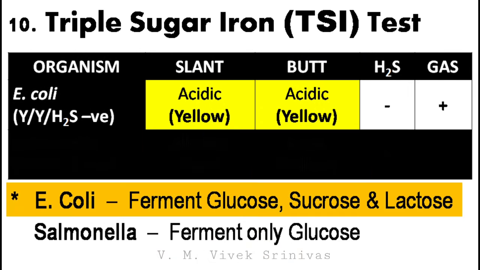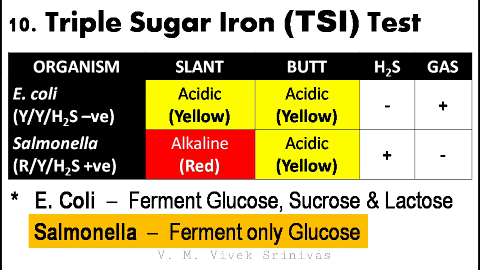Therefore, E. coli ferments all three sugars present in the media and turns the phenol red indicator to yellow, at both the butt portion and the slant portion. But Salmonella ferments only the glucose present in the media and turns the phenol red indicator to yellow only at the butt portion.